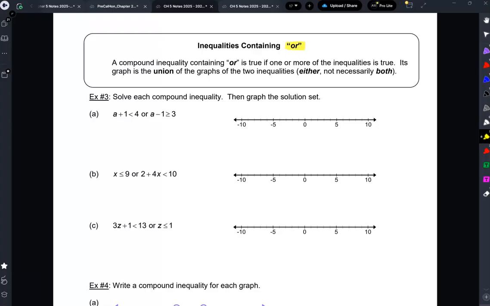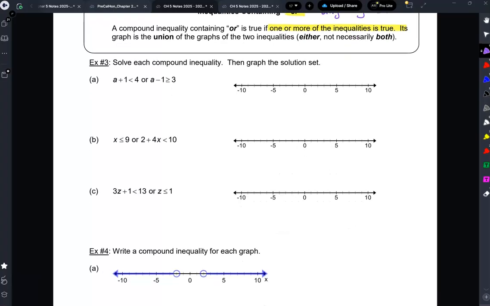In the case of an or, it's true if one or more of the inequalities are true. So basically, it doesn't have to be overlap. It's just anything shaded. Anything that is shaded with a color is included. So there can be several situations where this happens.